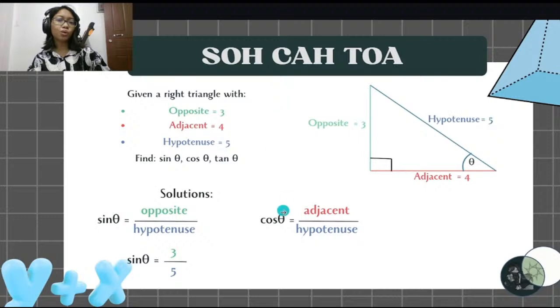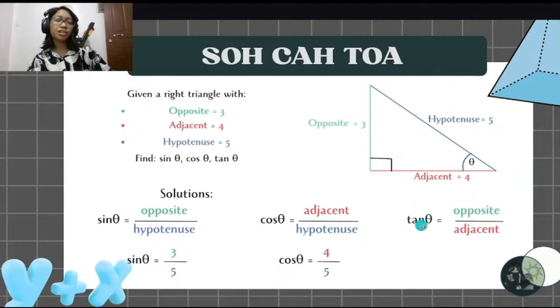CAH means cosine is equal to adjacent over hypotenuse. Substitute, adjacent is equal to 4 and hypotenuse is equal to 5. Thus, cosine theta is equal to 4/5.